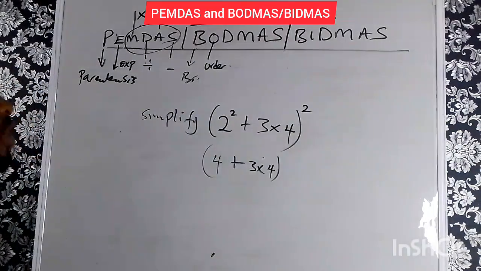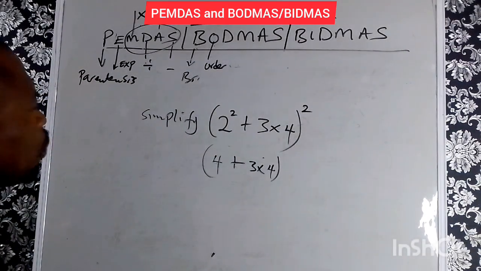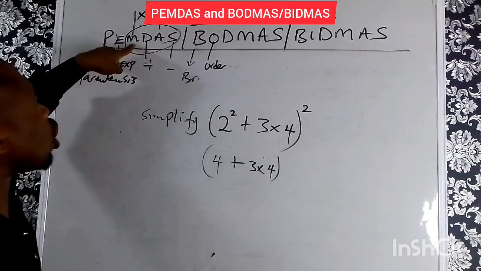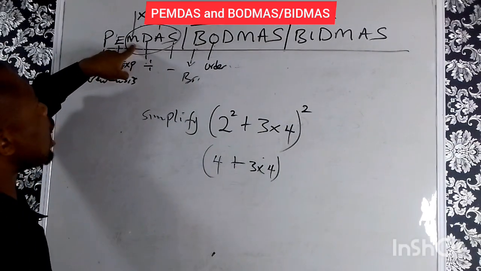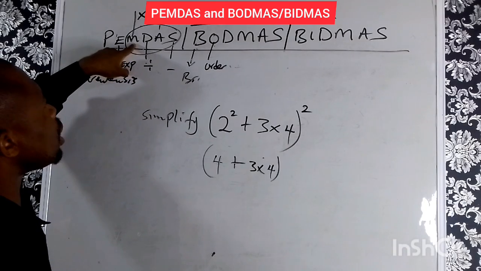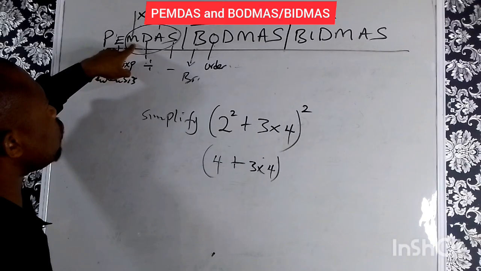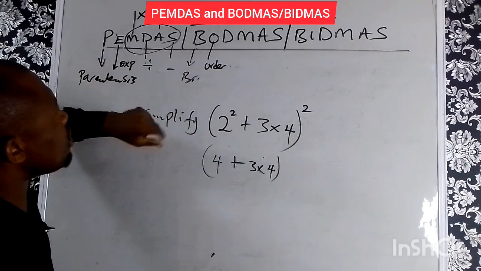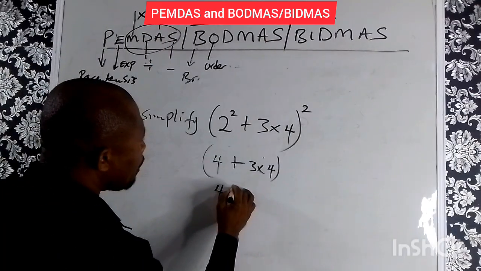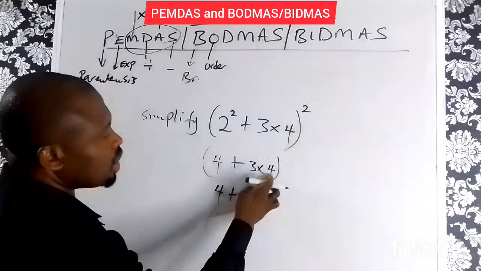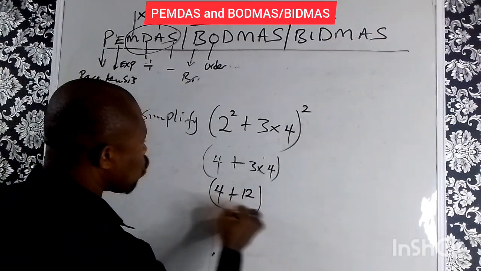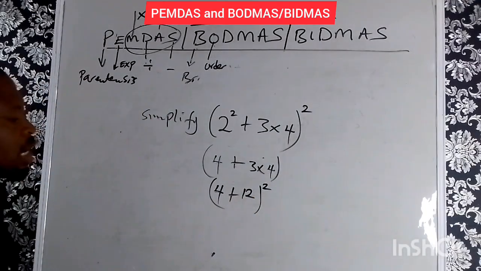Now, having taken this step, the next step, we have dealt with the exponent. Now we look for multiplication. If there is a multiplication, we have multiplication. Now for multiplication, we have this one, 4 plus 3 times 4. 3 times 4 is 12. Remember, we still have our square sign here.